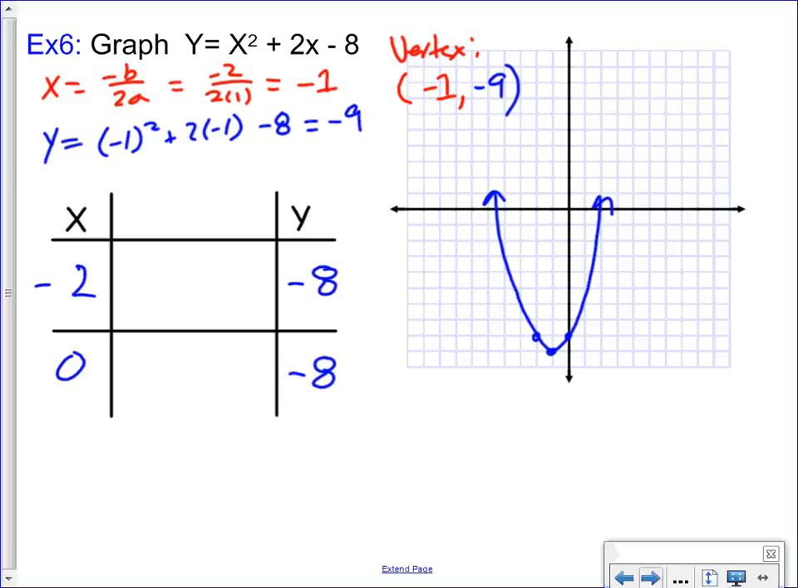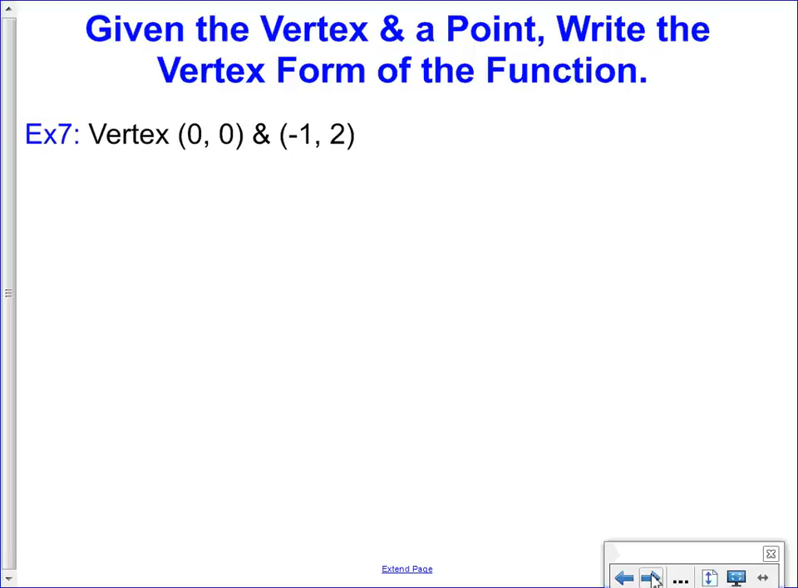Now let's get technical. Why? Because graphing was too easy. Let us build more connections by trying it a different way. If I gave you a couple of points, can you tell me what the equation was? Yes, you can.